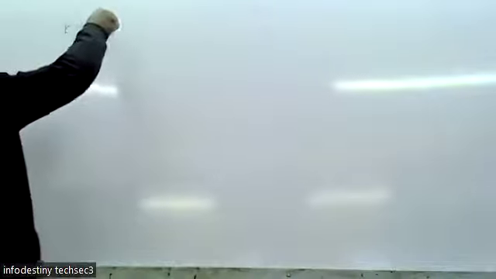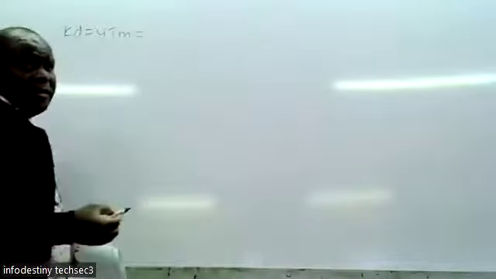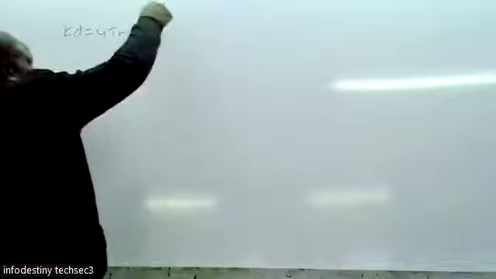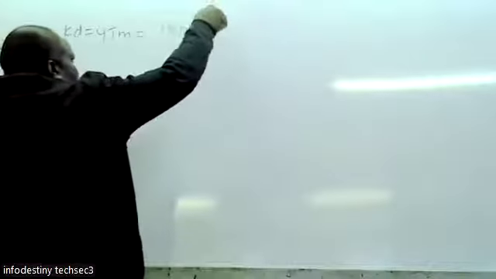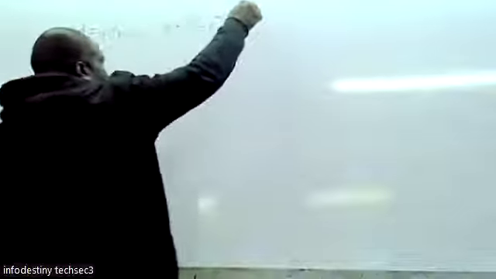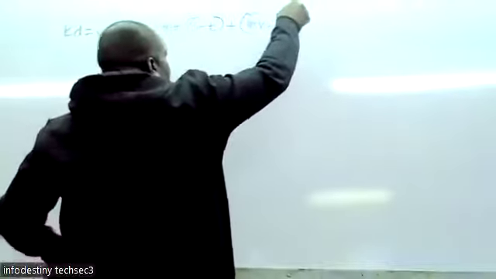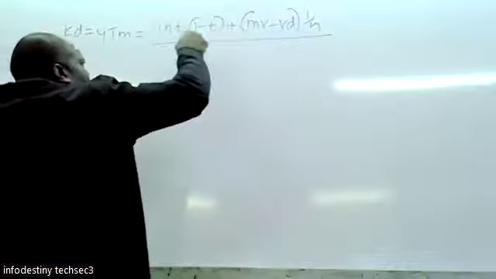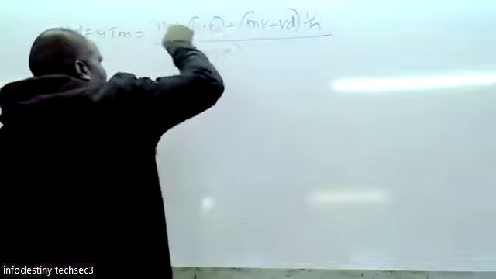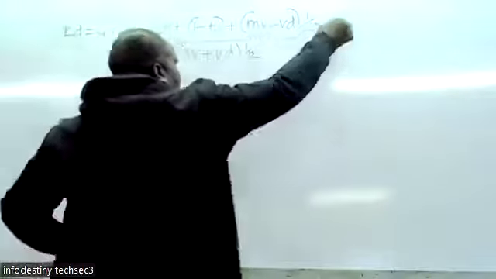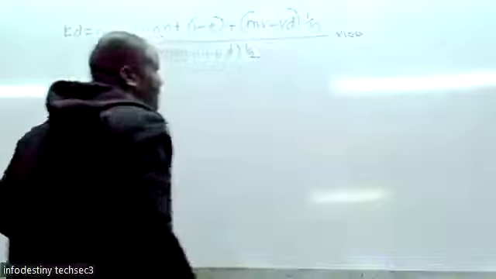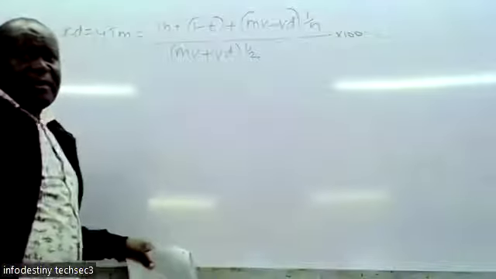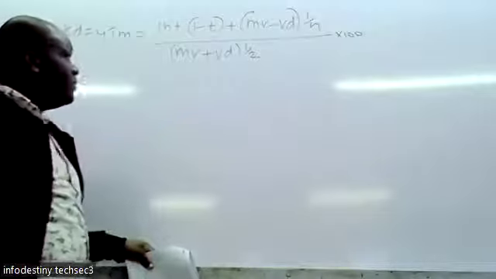So KD is the same as the yield to maturity. It is given by interest times 1 minus the corporate tax, plus maturity value minus the current value for the debenture, over maturity value plus the current value, then you express it as a percentage. That's how to calculate the yield to maturity.